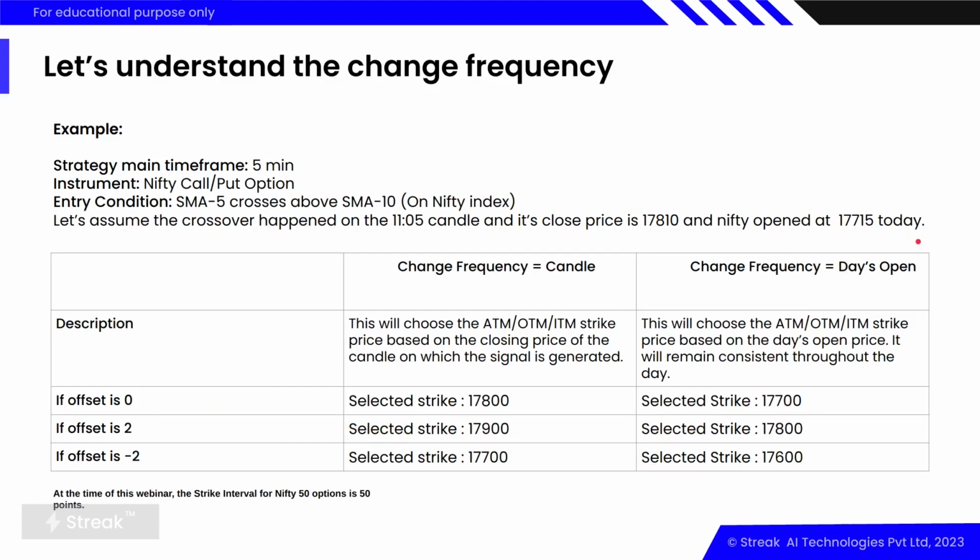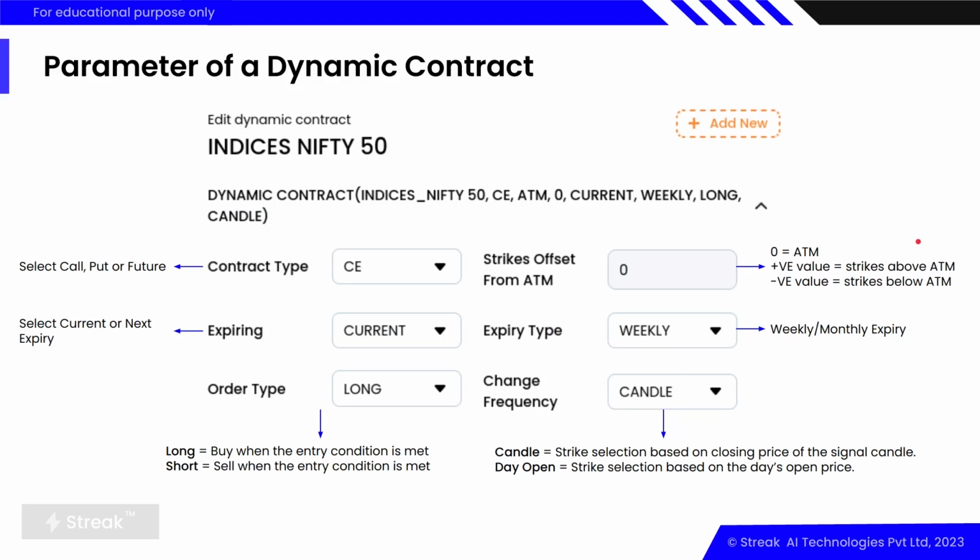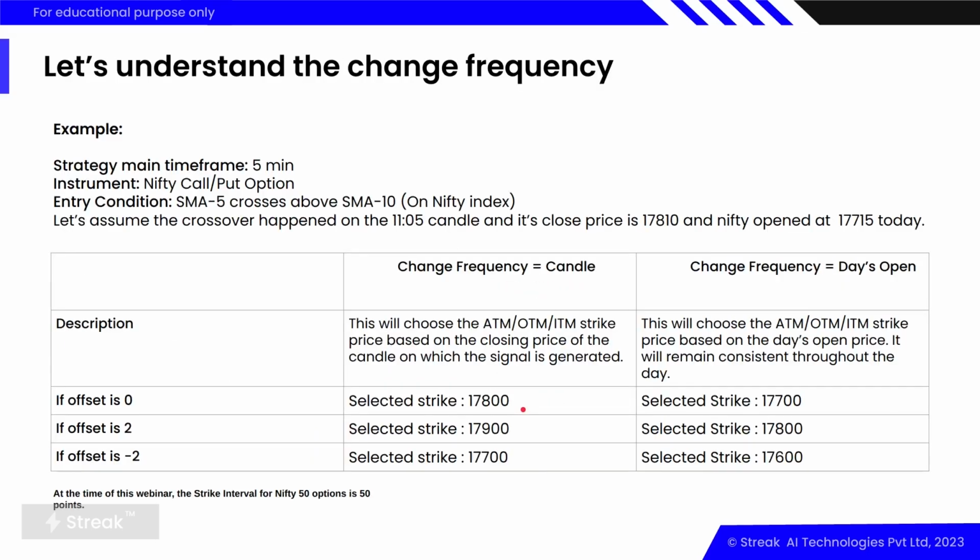I hope this slide has made the parameters very, very clear. All these are very straightforward: call or put option, expiry, order type, expiry type. But there can be some confusion with respect to strike offset from at the money and change frequency. For that, we can definitely refer to this slide, which is going to make our understanding very, very clear, right? You can even take a screenshot of this slide and keep it for reference in future.